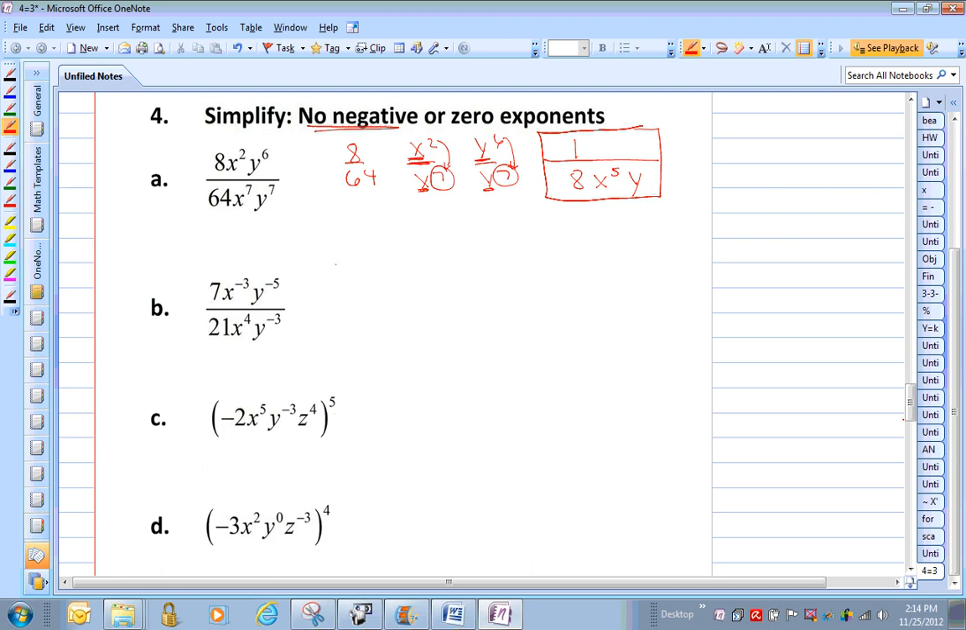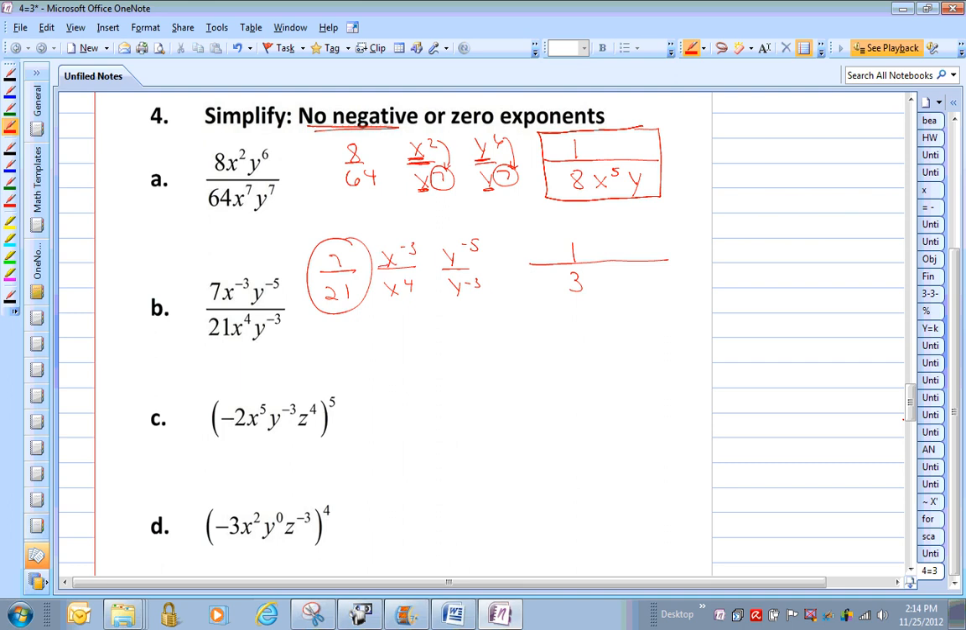All right, so this one we're going to go 7 over 21. We're going to have x to the negative 3 over x to the 4th, and we're going to have y to the negative 5 over y to the negative 3. All right, 7 over 21. 7 goes into 21 3 times, so that's 1 over 3.